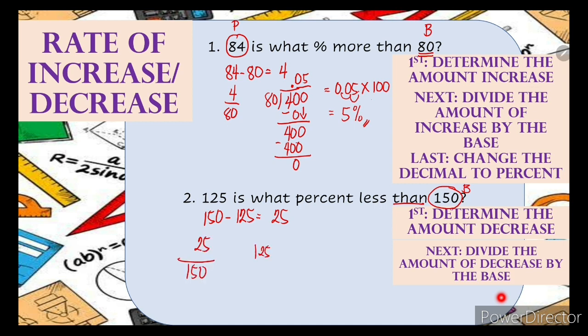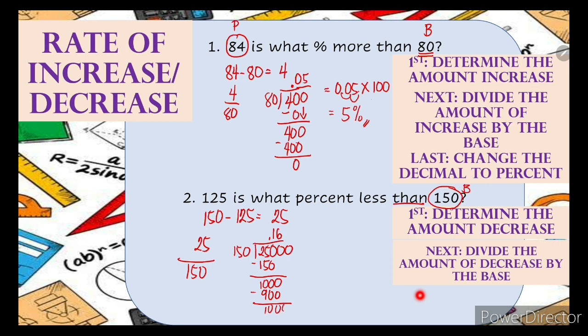So, 25, then 150, bawal. So, magdagdag tayo ng decimal point. 250 divided by 150 is equal to 1. 1 times 150 is equal to 150. 250 minus 150 is equal to 100. Let's add another decimal point. 1,000 divided by 150 is equal to 6. 6 times 150 is equal to 900. 1,000 minus 900 is equal to 100.